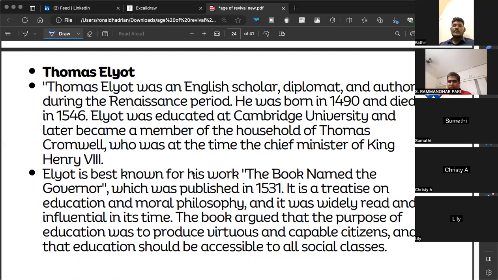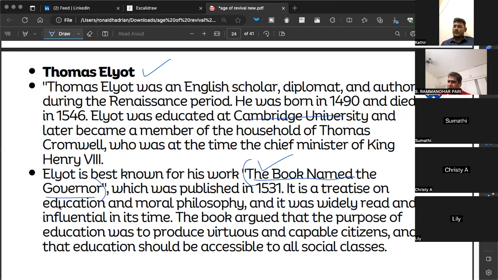Okay, Thomas Elyot. Like our Eliot in the modern times, we have an old author called Thomas Elyot. He was an English scholar. So he was born in Cambridge University. Remember all those things. But only one thing you have to remember, he's not a major writer. The book named The Governor. This is his best known work. What is the best known work? Governor.